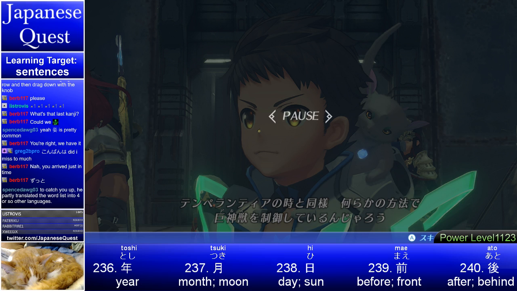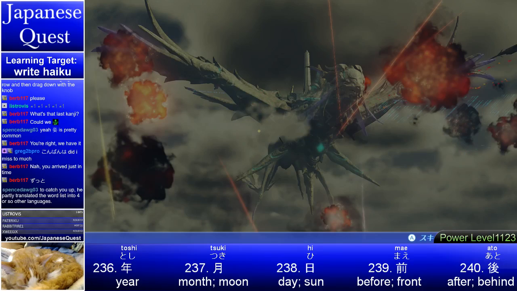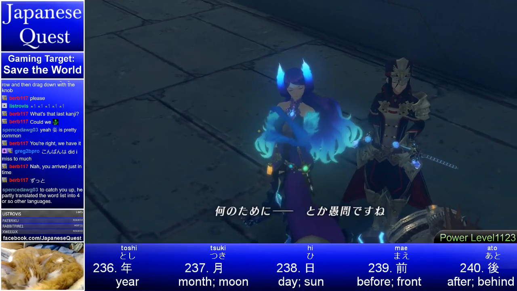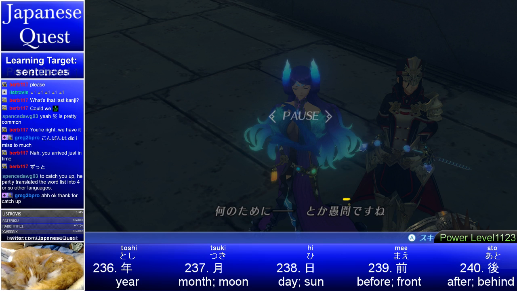Okay. So yeah, somehow they're controlling the Titan they're on. But yeah, how can they have that many weapons? Heiki, weapon. So yeah, they have some serious weapons. So why do they have weapons like that? I guess that's a foolish question. So mon, for example, in shitsumon, for question. And then gu means foolish. Put them together. Gumon, foolish question.